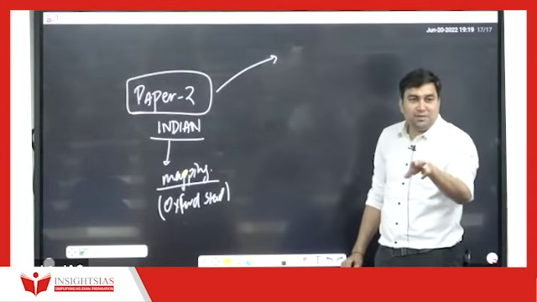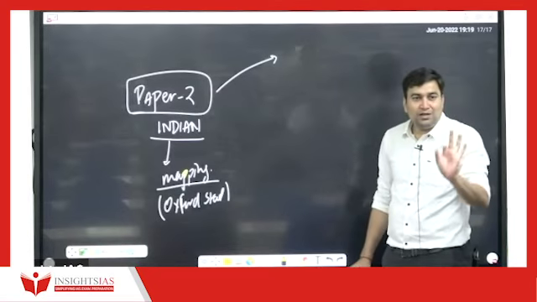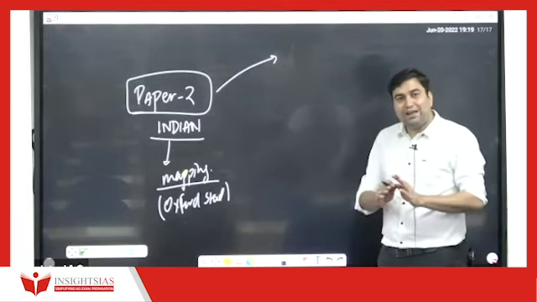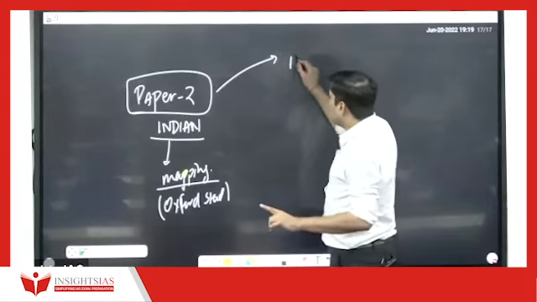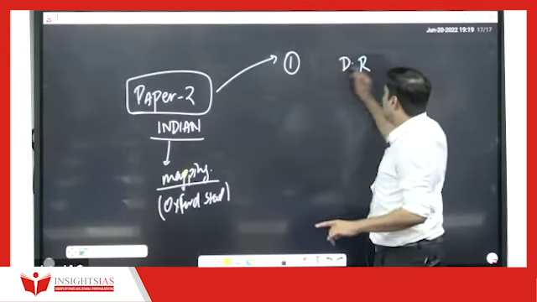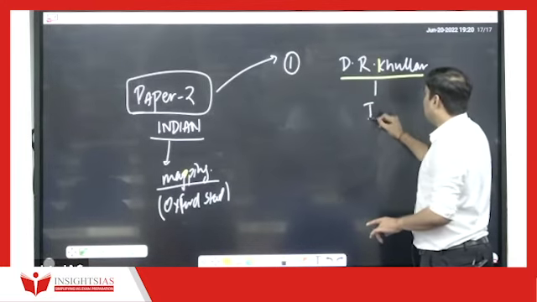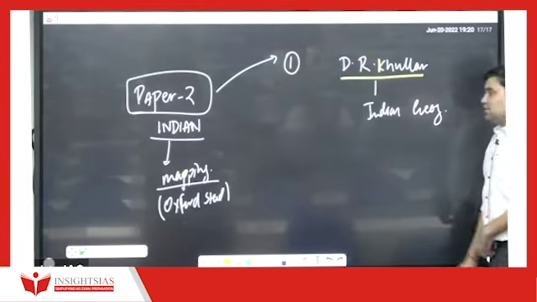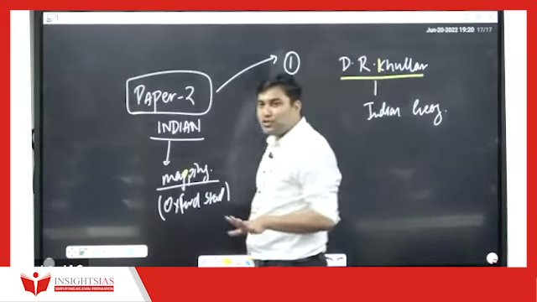For Indian geography, two main books are there. Understand? Either Majid Hussain sir's Indian Geography or DR Khullar sir's Indian Geography. These are two books, out of which you can read any one. But from my perspective, you should read only one book. Don't go for both. That is DR Khullar's book on Indian Geography. This is the only book that you have to read for Indian geography. So how many total books are there?